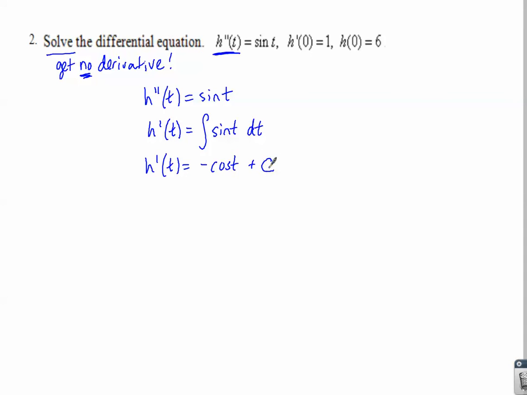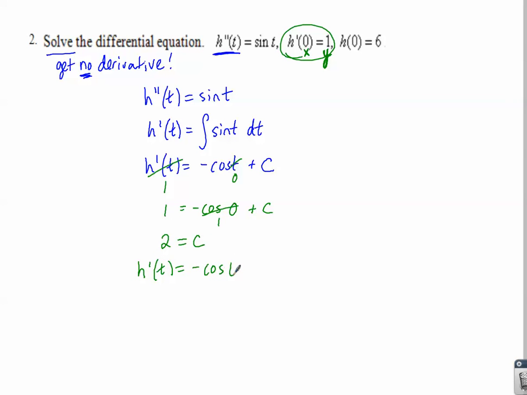I don't know what the c is, so let's stop a moment and find it. H prime of this x value gives me this y value. So the y value is 1 when the x is 0. So 1 equals negative cosine of 0 plus c. Cosine of 0 is 1, so 1 equals negative 1 plus c, add that, and 2 equals c. So now h prime of t equals negative cosine of t plus 2.